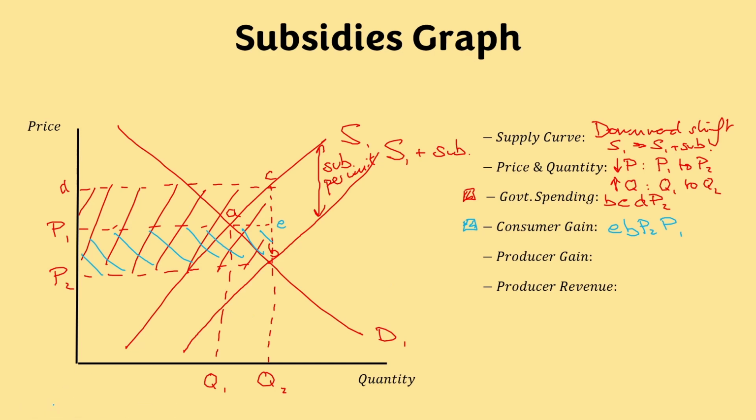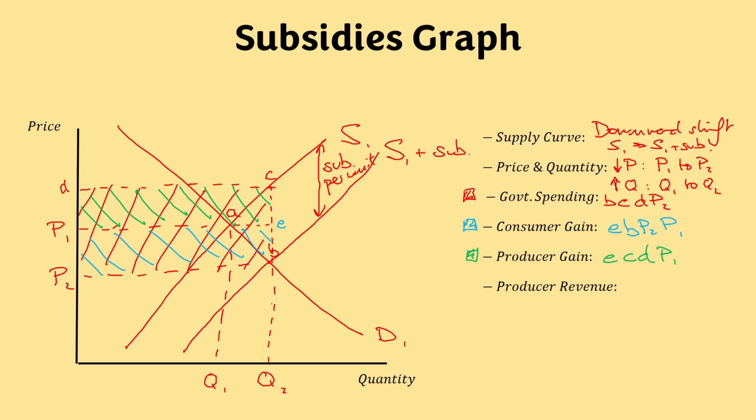And then the producer gain, okay? So bear in mind that the whole point of the subsidy is to give money to producers, right? So on top of them being able to enjoy more quantity sold, Q2, they also get more money, right, through the subsidy. And this can be represented as this top part of the box, okay? So the producer gain is E, C, D, P1, okay?